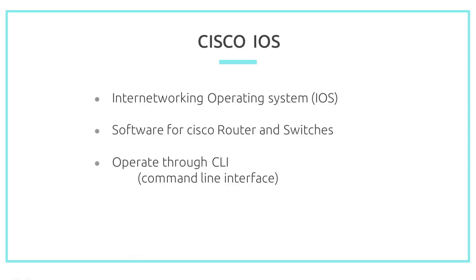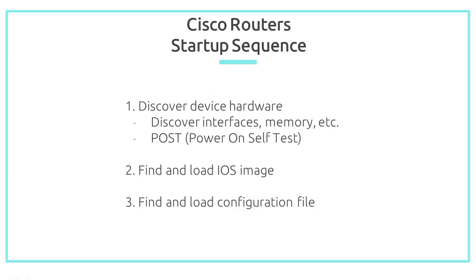Cisco IOS is the software used in Cisco routers and switches. We are going to connect to the Cisco IOS by using the CLI. Steps followed by the router when it switches on: when we power up the router, it checks its hardware, called POST, Power On Self-Test. Then it loads the IOS image to the RAM. After that, it loads the configuration file.